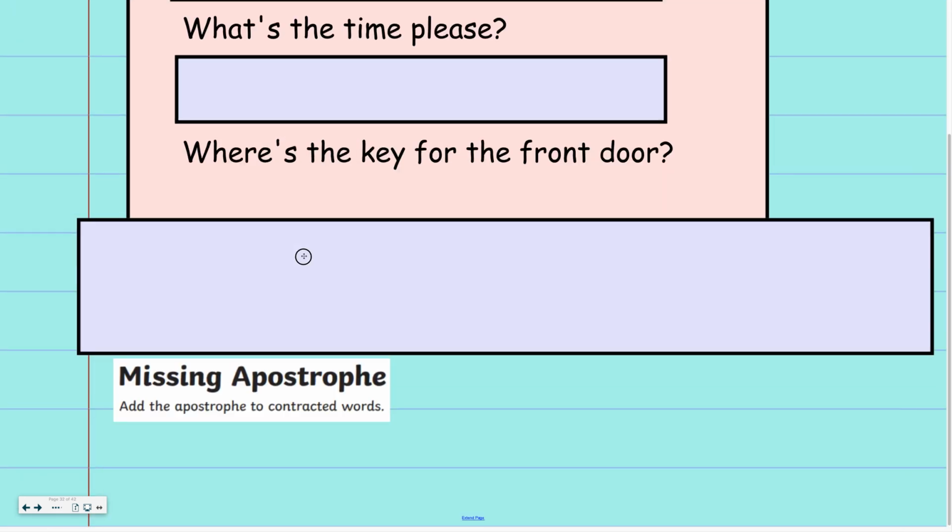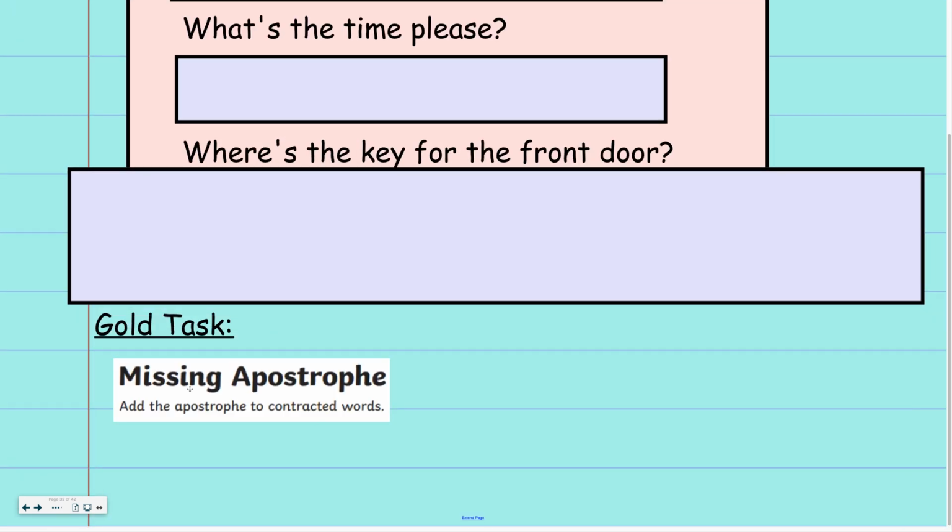So the gold task today is to do the missing apostrophe sheet, and the answers are on the last page. And then if you want to do challenge, like I said, I'd like you to try gold first. You don't have to do bronze and silver. You can just start with gold, and then you can do the challenge if you want to. But do gold first before you do the challenge. The challenge questions are on the next page. So you'll have to pause the video, and then the answers are on the final page. So good luck.